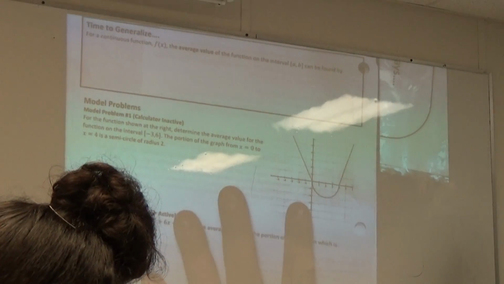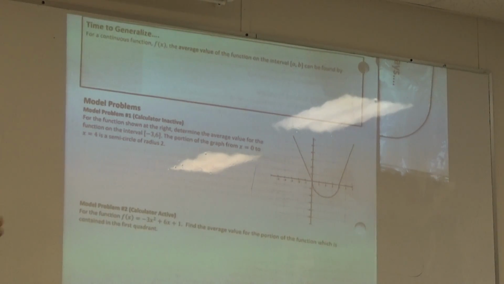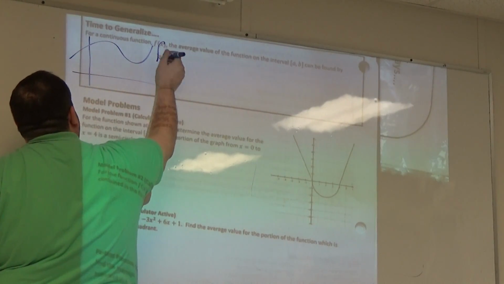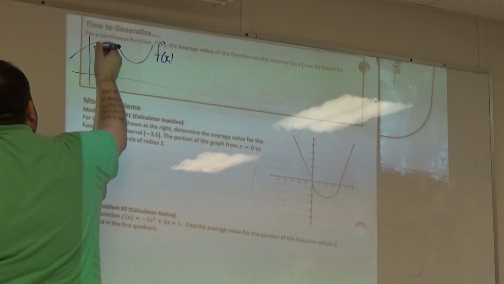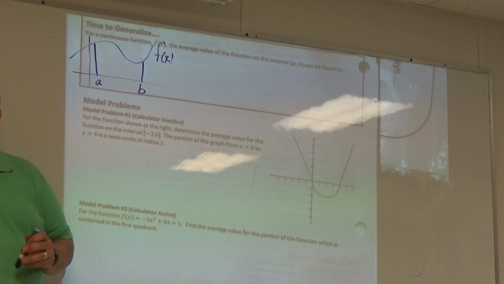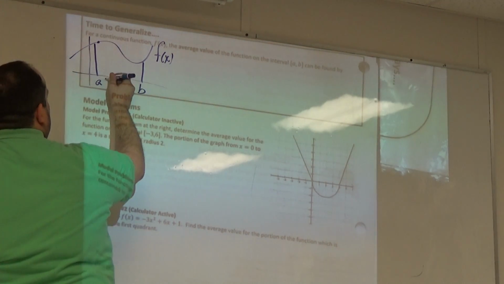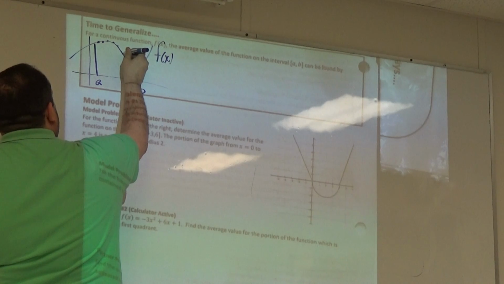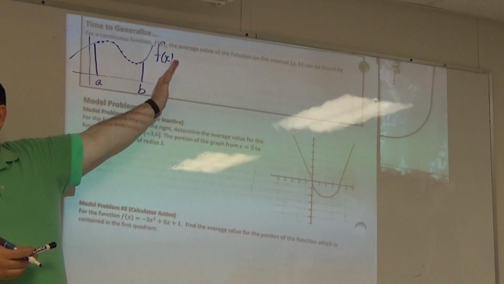New formula coming your way. For a continuous function f, the average value of a function is going to be found this way. So draw yourself a function. Make yourself some pretty function. Doesn't matter what it is, but it should be continuous. I've got a function on the interval a to b. I want the average value of the function. I want the average of the y value. So the y value here, here, here. I want the average of all those y values, all infinitely many of them between a and b.